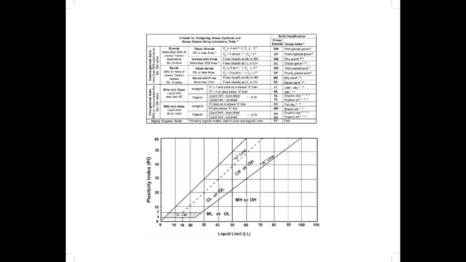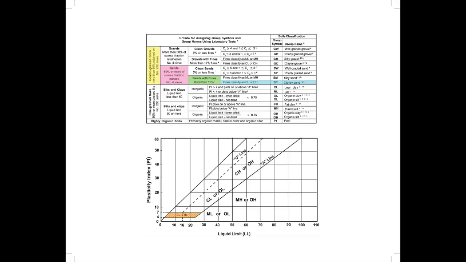The percent passing the number 4 sieve, percent passing the number 200 sieve, the liquid limit, and the plastic limit are all of interest to us in classifying the soil by USCS ASTM standards. By the USCS ASTM classification, we have an SC-SM clayey sand.